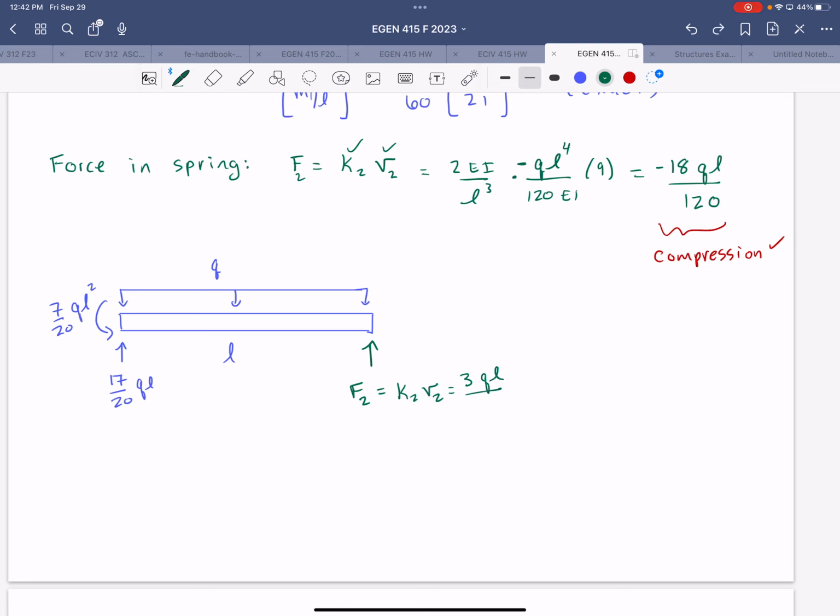So that fraction 18 over 120 reduces to 3 over 20. All right, so it's just going to be interpreted as a positive force, F2, when acting on the beam.